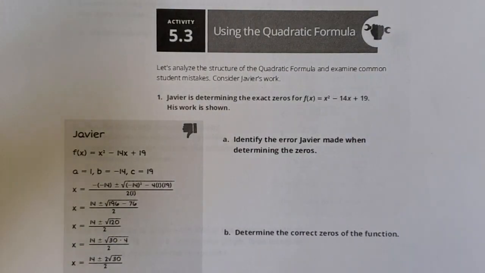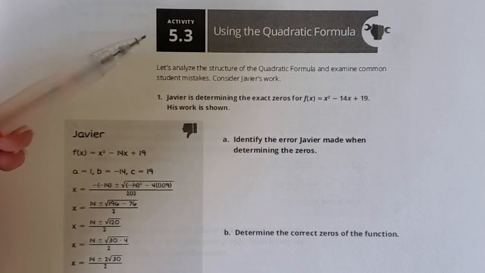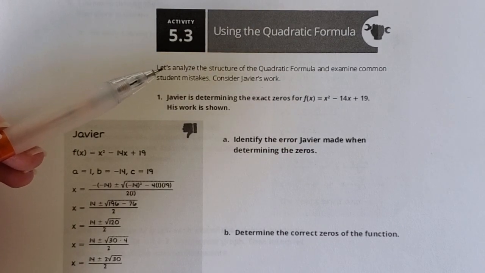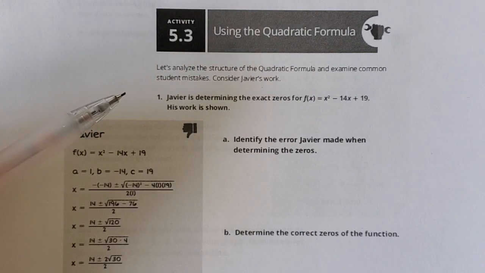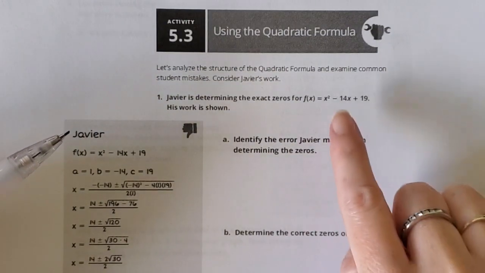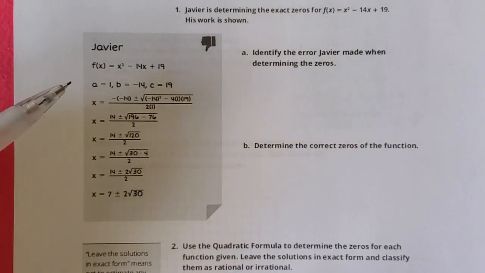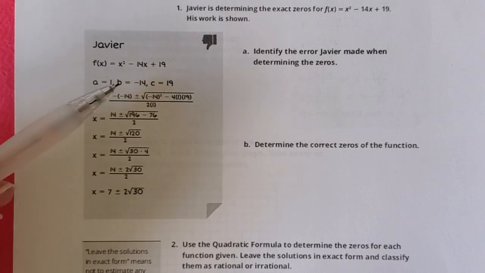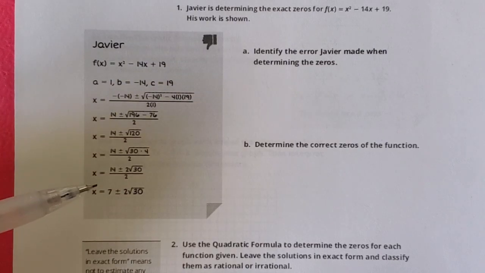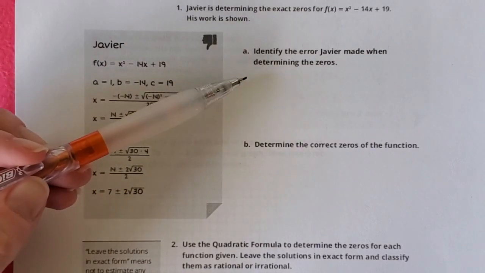Okay, so 5-3 using the quadratic formula. Let's analyze the structure of quadratic formulas and examine common student mistakes. So consider Javier's work. He's determined the exact zeros for this formula, x squared minus 14x plus 19. So here's Javier's work. He's identified A, B, and C, and he's done the work. And you're going to identify the error he made.